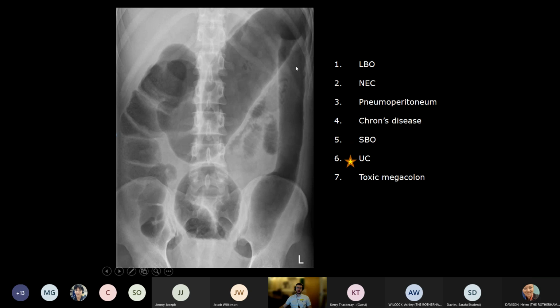So this is a classic case of colitis with that lead pipe appearance, as you said. Yep, so that's great. As I say, I suspect there's toxic megacolon developing there as well.